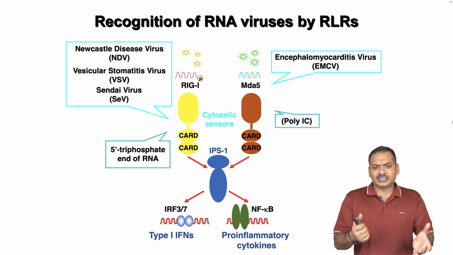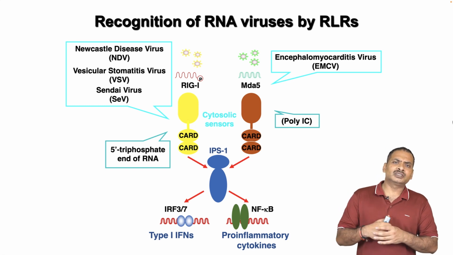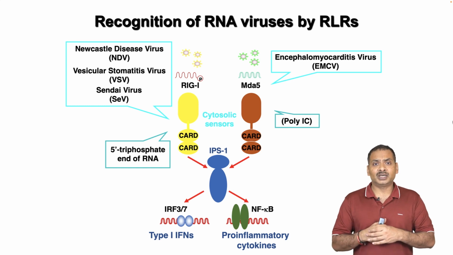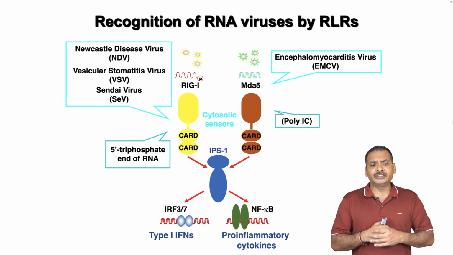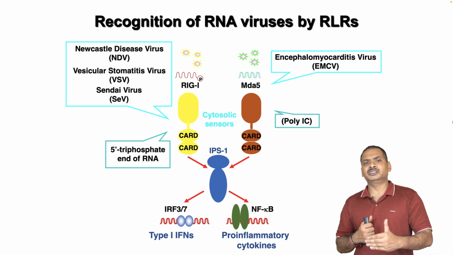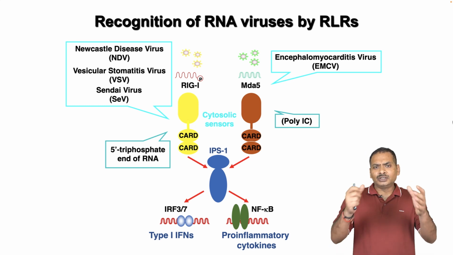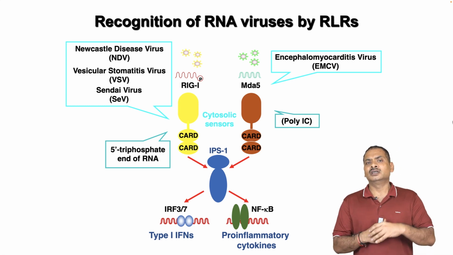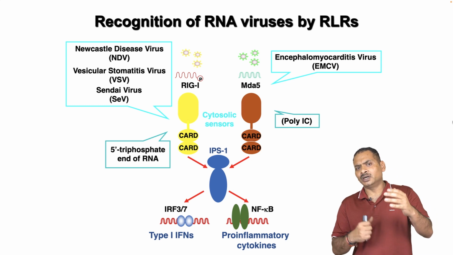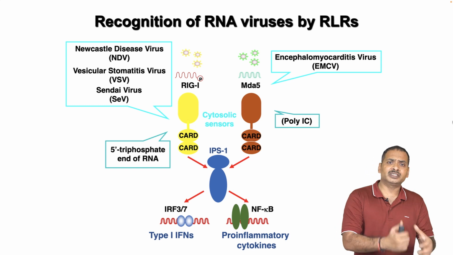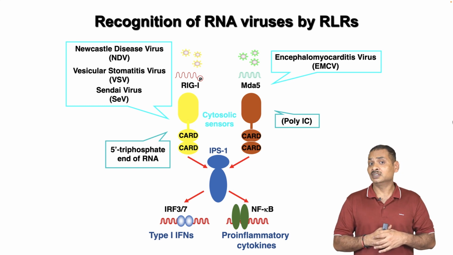So, after that, once you introduce these ligands, the RIG-I and MDA5 pathway activates, and then it induces type 1 interferon and pro-inflammatory cytokines. I will talk more about the signaling in the next session, and there we will discuss the signaling pathway, and how type 1 interferon as well as inflammatory cytokines are induced in the cell.